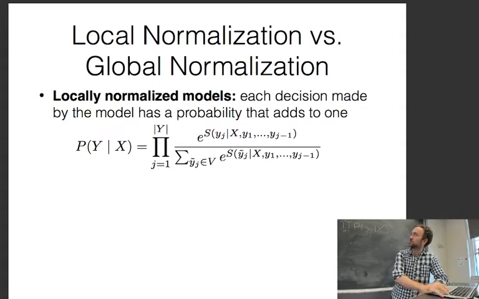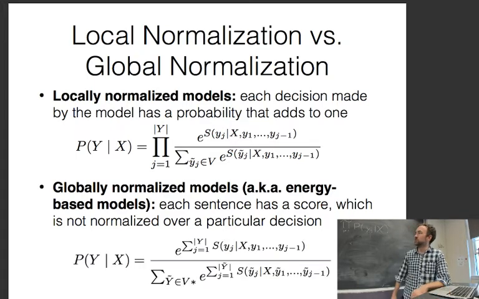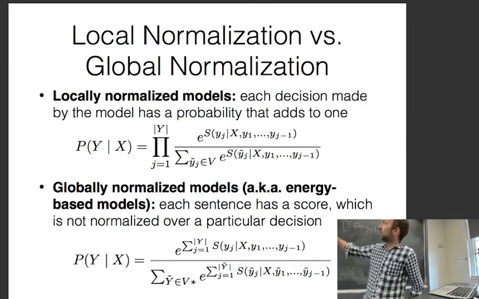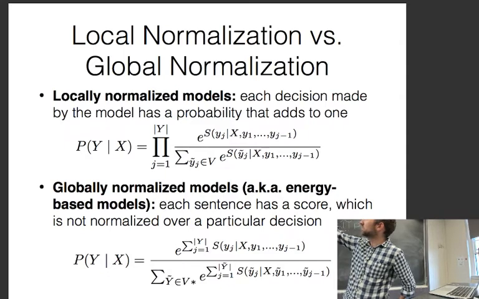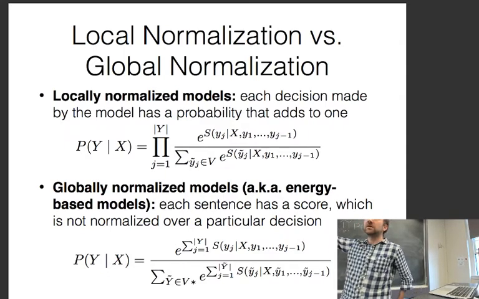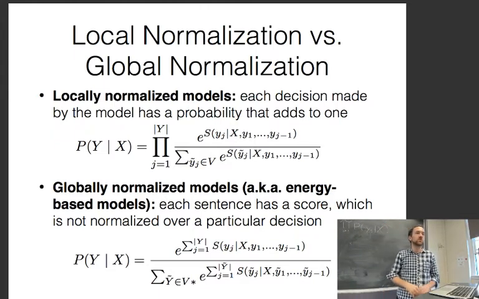sums to 1. In contrast, globally normalized models, which were called energy-based models in the reading, are models where each sentence has a score. This is not normalized over a particular decision, but over the entire sentence, or the entire sequence of decisions you'll make. So it looks like this. The sentence on top is your actual sentence. The bottom is all of the sentences in your vocabulary, or all of the possible candidates that you're going to be looking at.